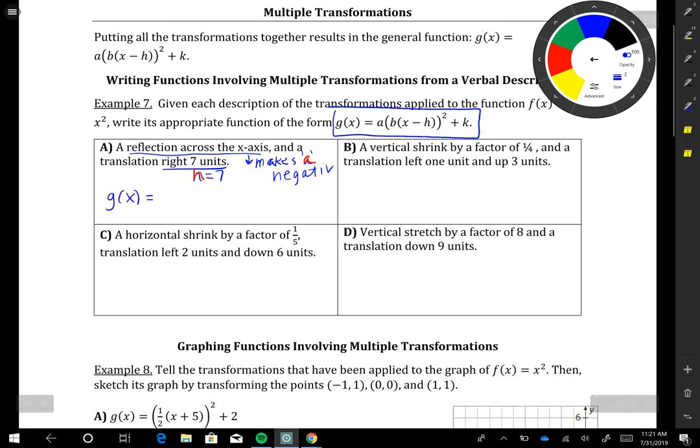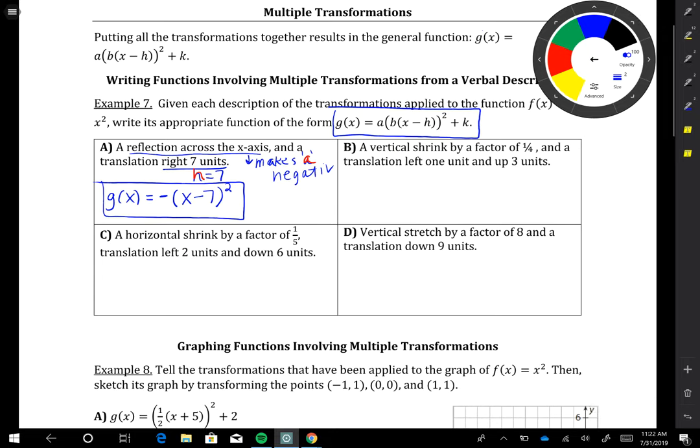Now our A value, because the only thing I've done is make it negative, is going to be -1 because I'm not stretching or shrinking. So you really can just put a negative out front and that will do the reflection. Then we put our parentheses. Because we are not given a horizontal stretch or shrink, our B value is 1 and we don't need to write that. So we can move on to the x minus h. We've moved right 7, so remember that would be the opposite of what we think. That's going to be x minus 7. Close your parentheses and put the squared on there. And because we didn't move up or down, we don't have to put a k. And there is our function.